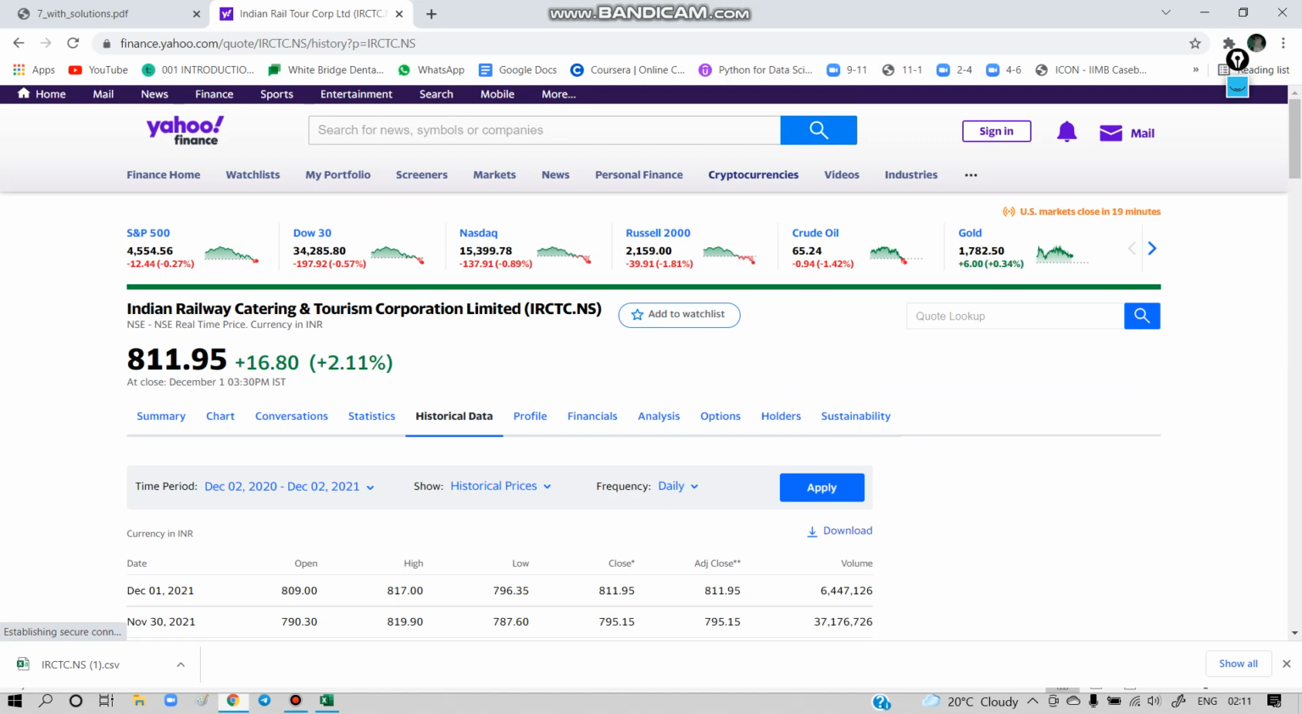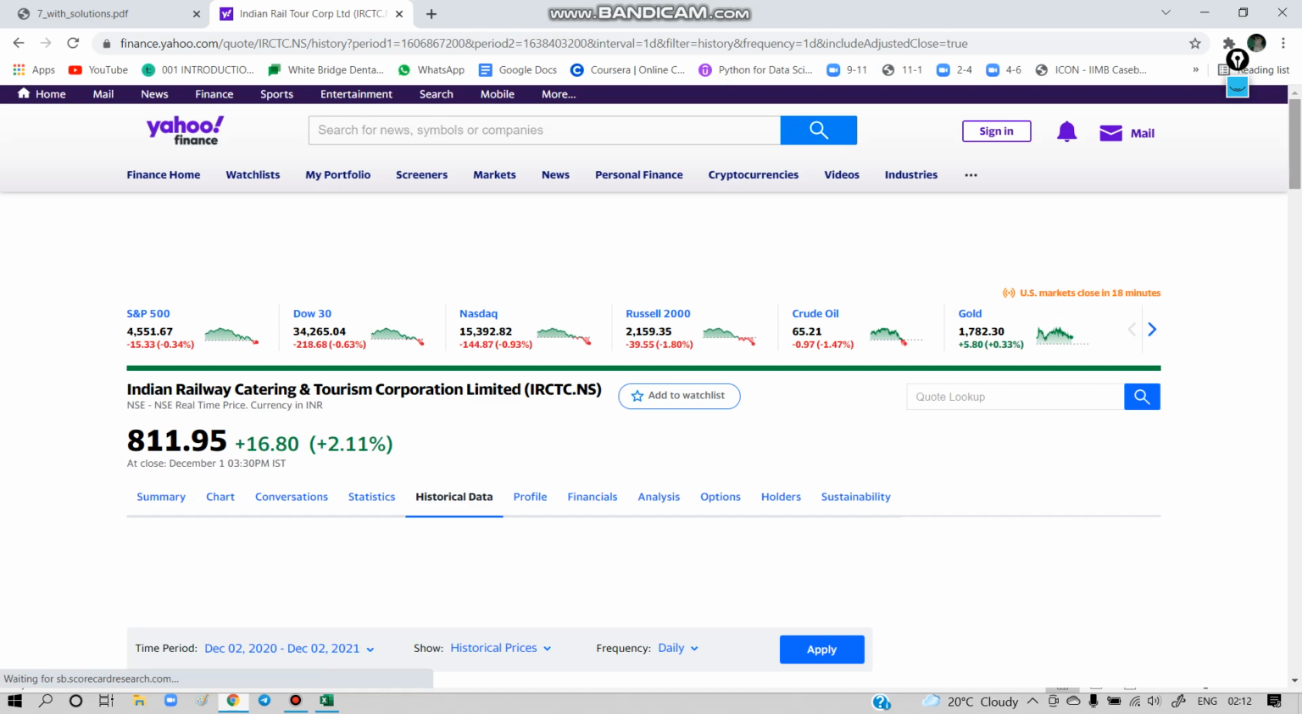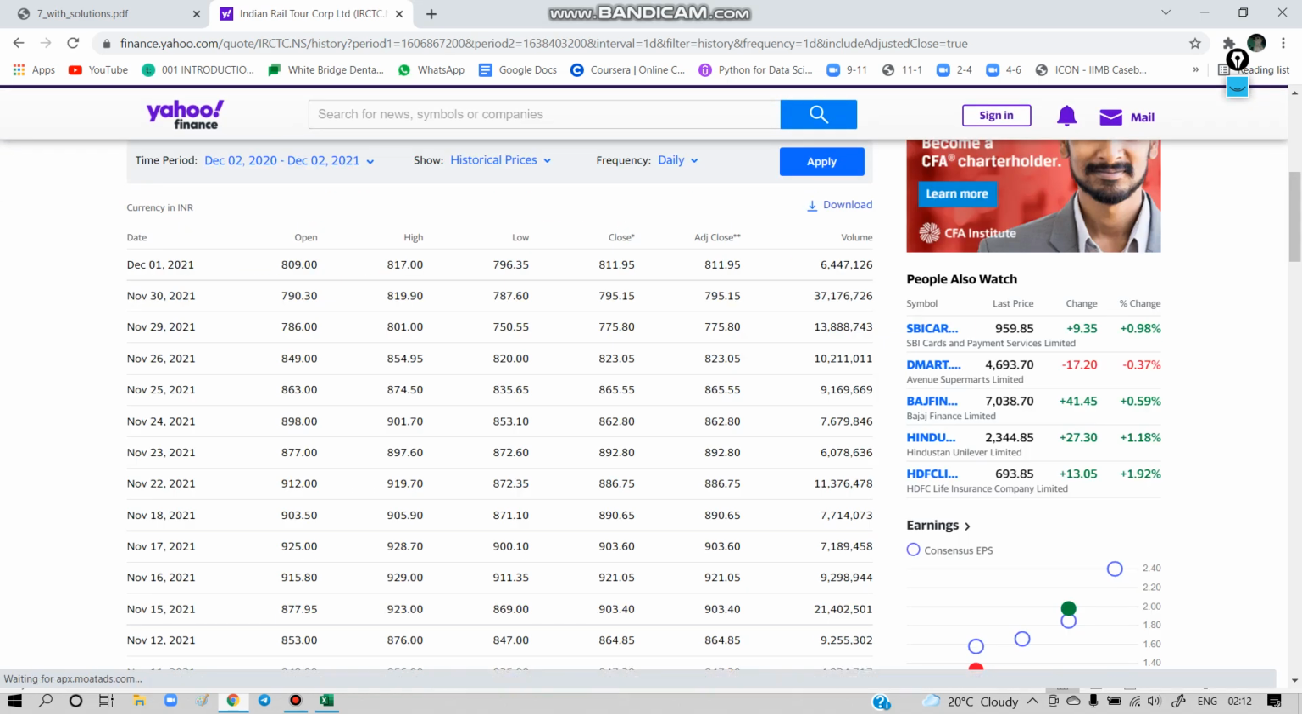You can see this is the time period. I have taken a 1 year time period. Just click on this, choose 1 year, and apply. Yeah, 1 year of data has been created. So you have to download. If you click on download, it will download as a CSV file, which I have already downloaded.